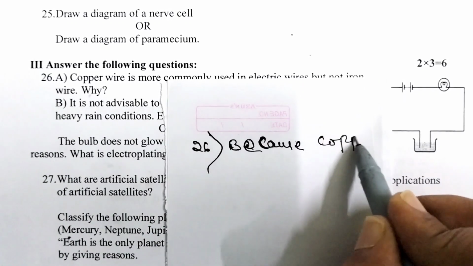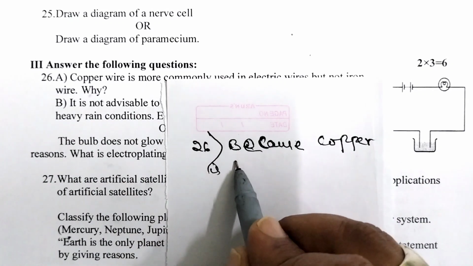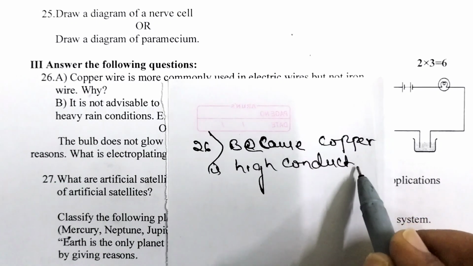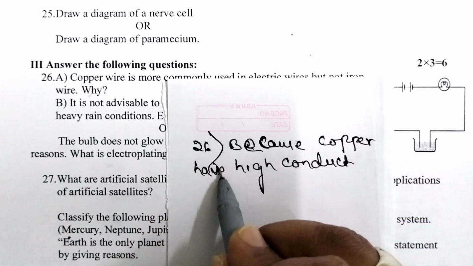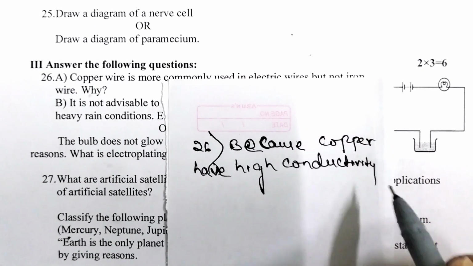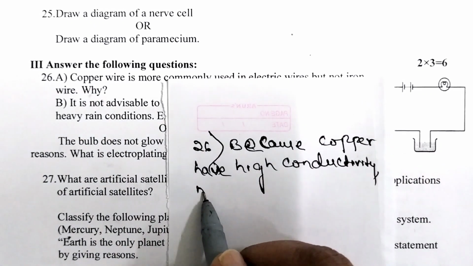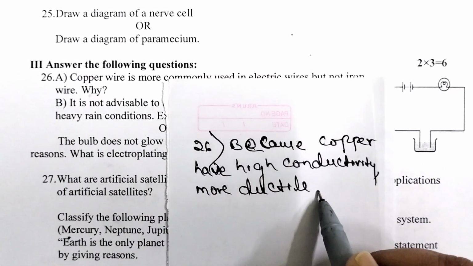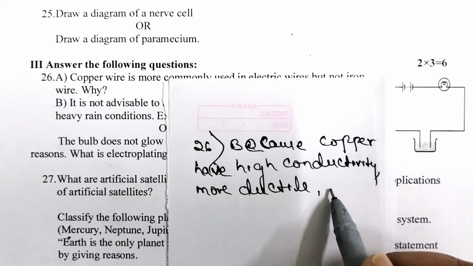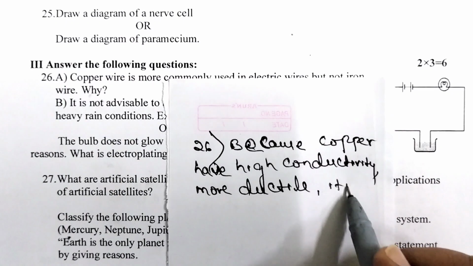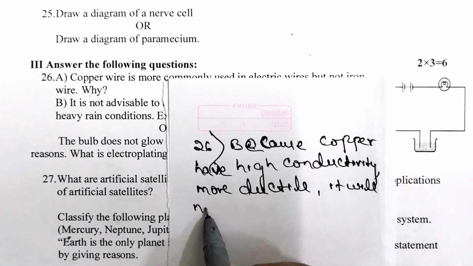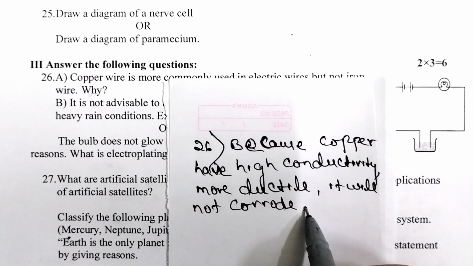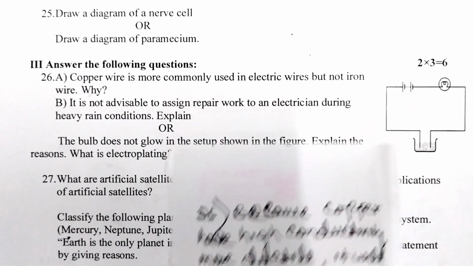Because copper has high conductivity, that is the first point. It is more ductile than iron, that is the second point. Then the third point is that it will not corrode like iron. So these are the things that you can answer for that A question.